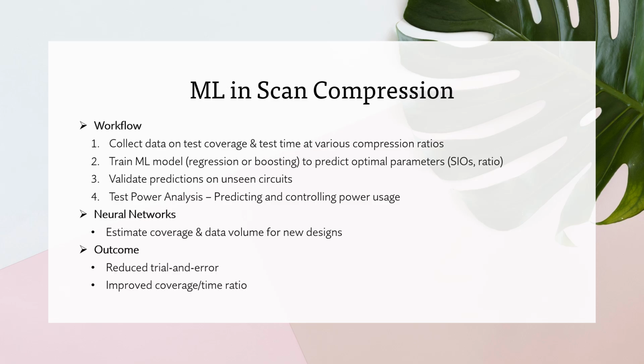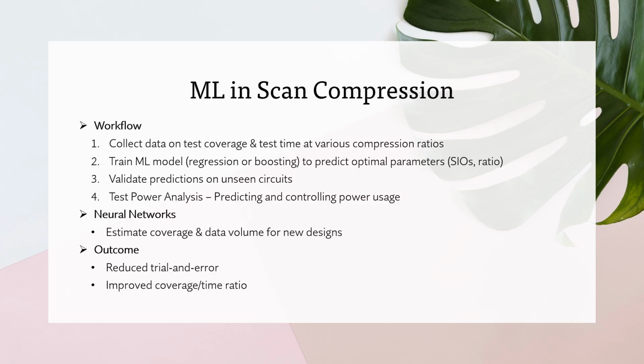Let's start with ML in scan compression. In this, the first step is data compression and parameter tuning. Here we first try out a few different scan compression settings, like how many scan inputs or outputs to use, and note down the resulting test coverage and the test time. So this gives us examples of what happens when we change those settings. We save the data as our training set.